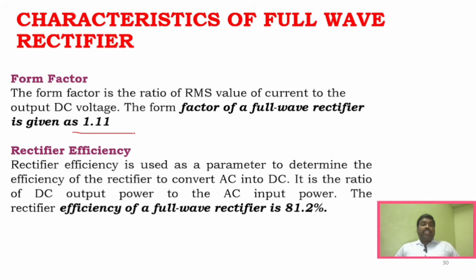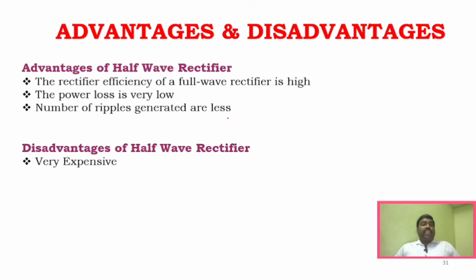And the rectifier efficiency, which is a very important parameter for a rectifier, is increased in the full wave rectifier. That is, the efficiency is 81.2% compared to the half wave rectifier. Coming to advantages and disadvantages, the advantages of the full wave rectifier are that the rectifier efficiency is increased, it is doubled actually, the power loss is very low, and the number of ripples is less. Whereas the disadvantage is that it is expensive when compared to the half wave rectifier.